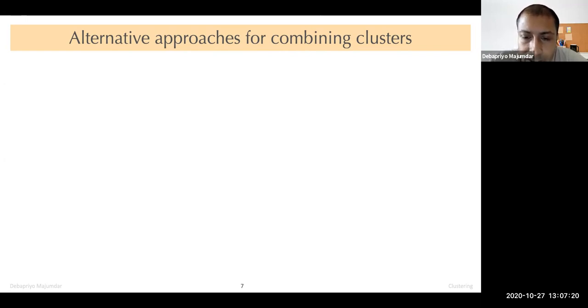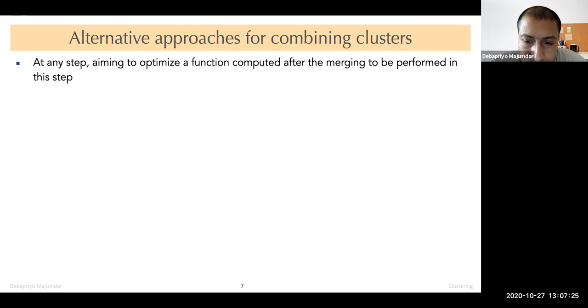Now we're going to see some alternatives based on computing some function based on the future situation. What is the future situation? At any point of time, you're going to combine two clusters and make a new, resulting cluster. What will happen after that? The aim is to optimize a function that is computed after the merging that is to be performed. So it's like thinking one step ahead. What will happen if I merge these two, or these two, or these two, and so on. I compute ahead, and then I take a decision based on that.